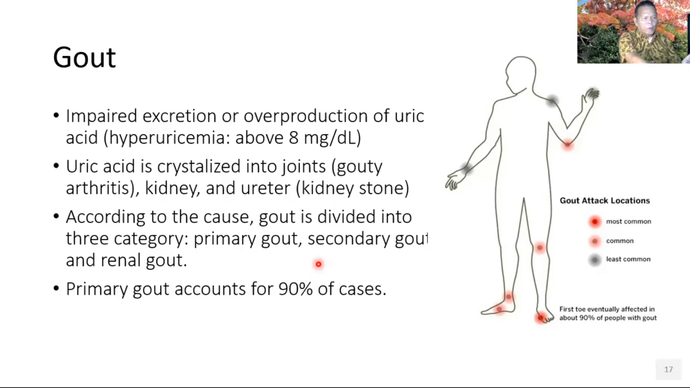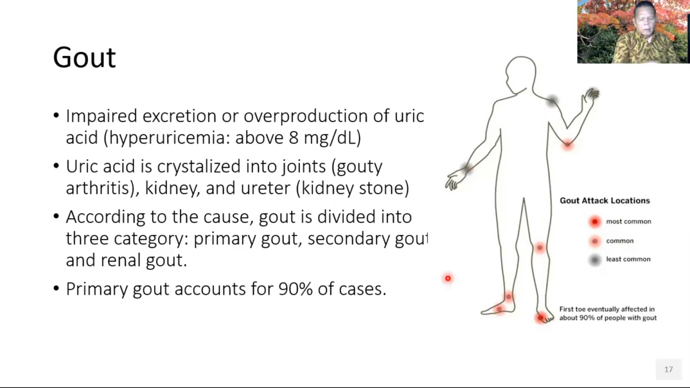Now let's see gout attack locations. This mark is the most common, this small one is common, and this one is the least common. Let us see, the most common is in this part of the leg, and a common one is in this part. And the least common is in this part.